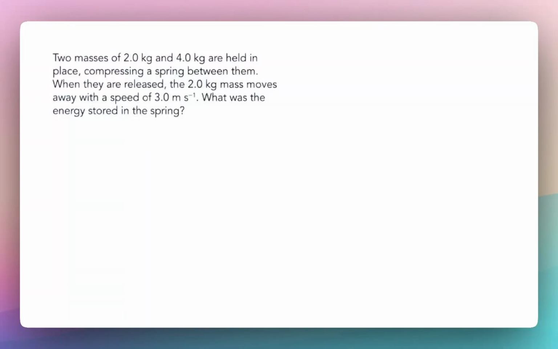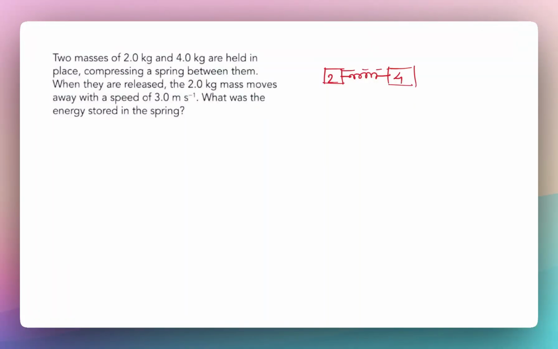The first question says two masses of 2 kg and 4 kg are held in place, compressing a spring between them, right? So let's draw a diagram showing what this question means. So we have two masses, one of 2 kg and another of 4 kg, and they are held by a spring which is compressed. So this spring must have some elastic potential energy, and they are held back by doing something, maybe by a string or something like that, right?